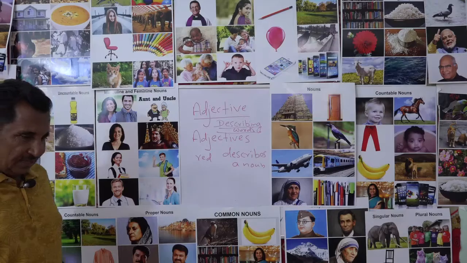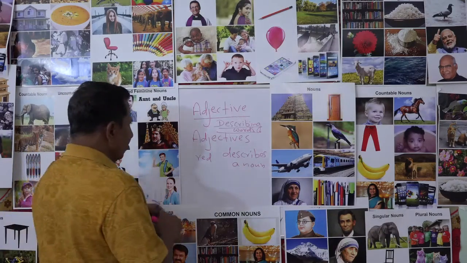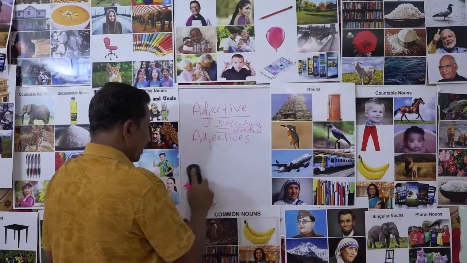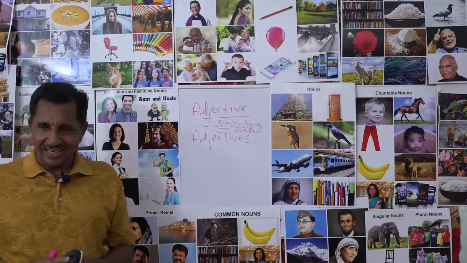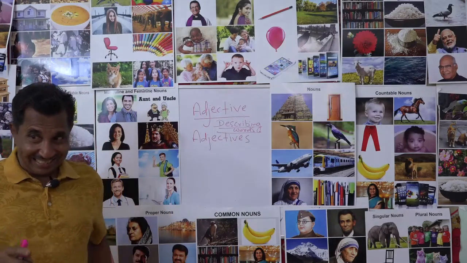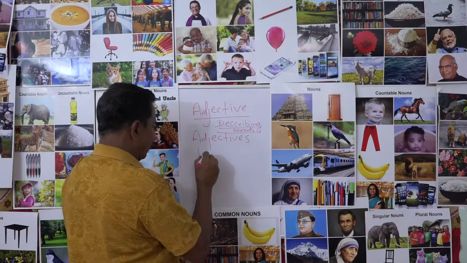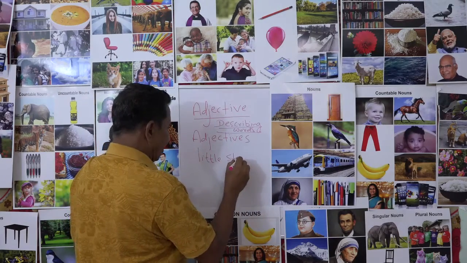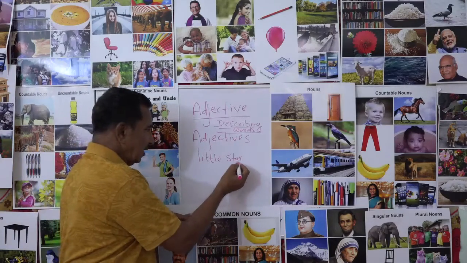Okay, now let's start describing. Let us say some simple adjectives, isn't it? You have studied in your nursery. Twinkle, twinkle, little star. Oh, that's the thing. Little star. Yes, so that is an adjective. Little. Little star. Say that. Don't say star, little. Little star.